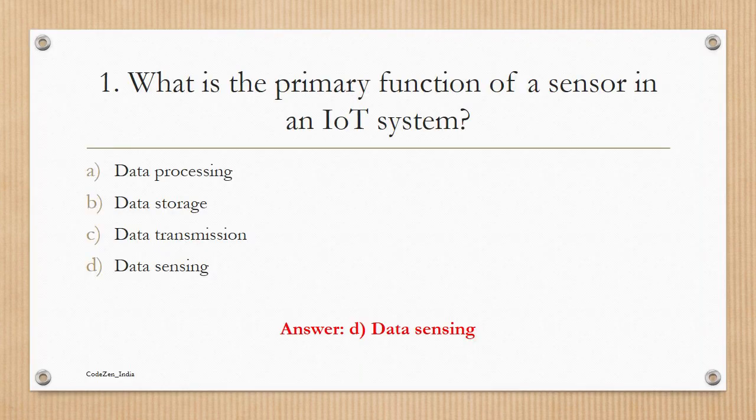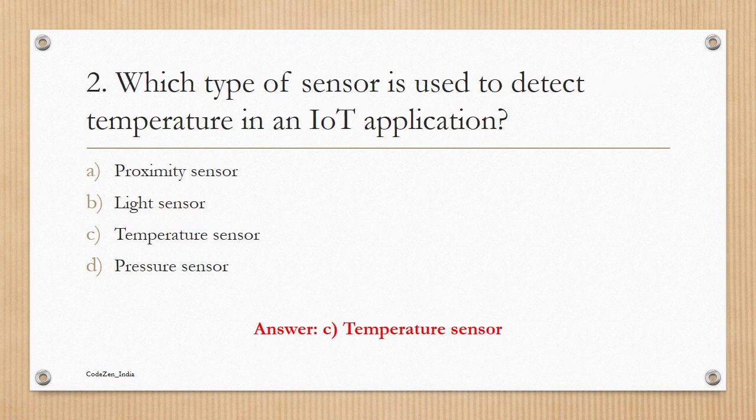1. What is the primary function of a sensor in an IoT system? A. Data processing. B. Data storage. C. Data transmission. D. Data sensing. Answer: D. Data sensing.